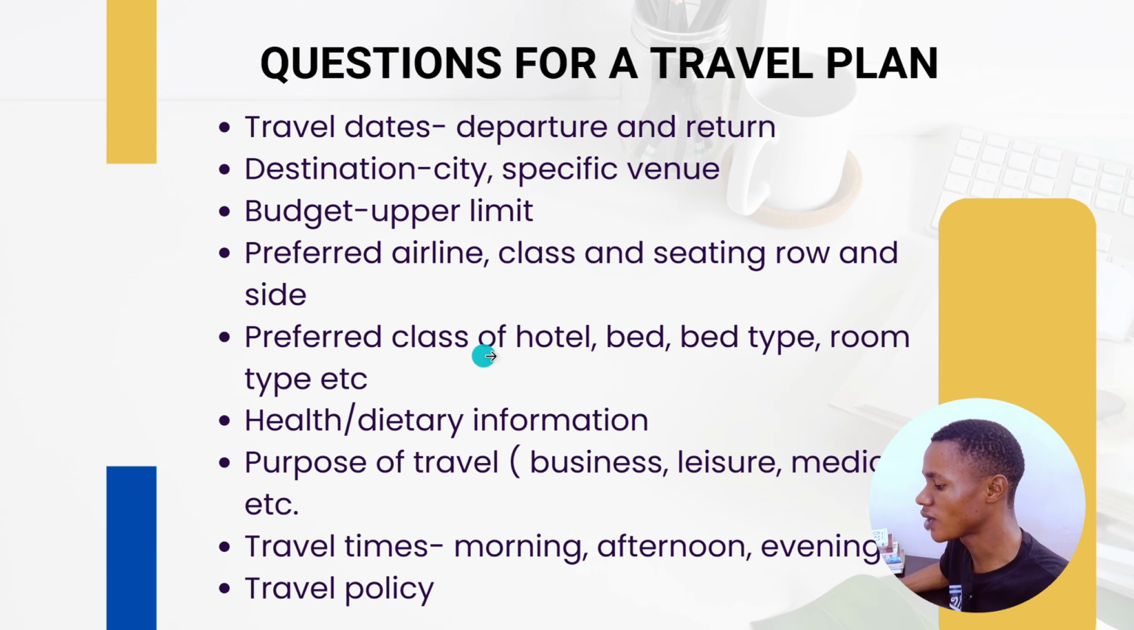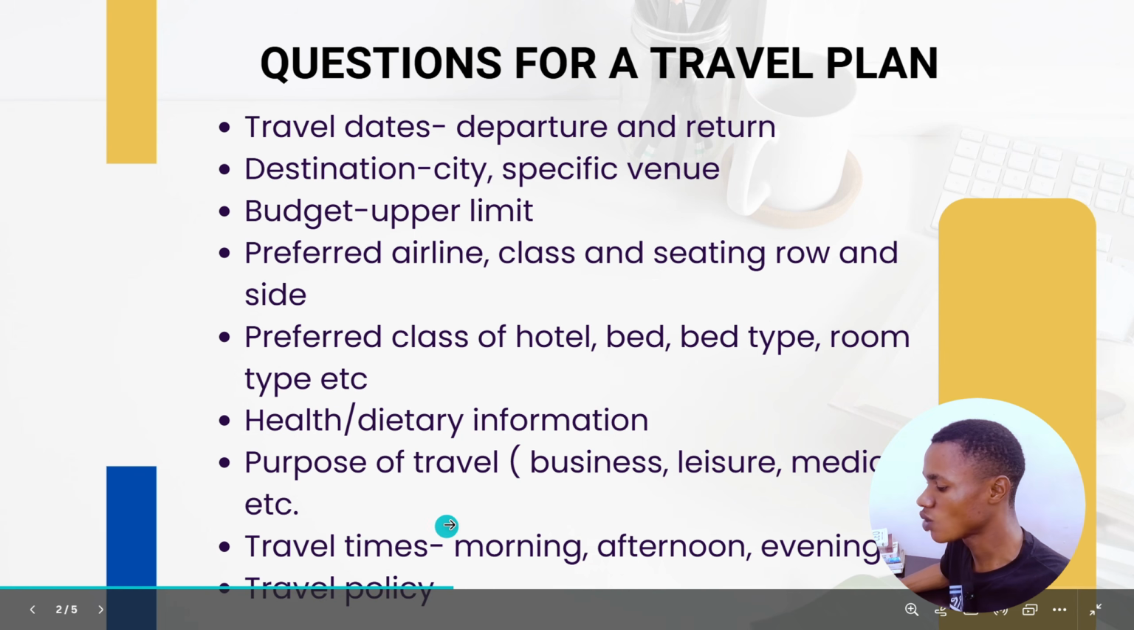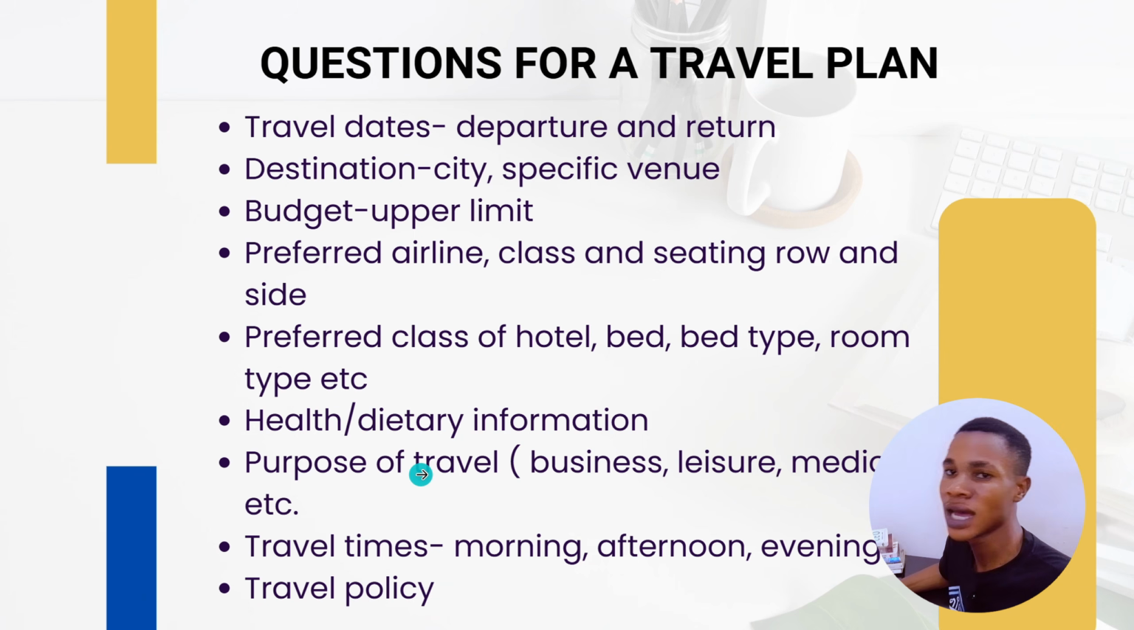And then of course the preferred class of hotel where he's going to stay in that particular location, the bed type, the room type, etc. And then of course the health and dietary information, the purpose of travel, whether the purpose of travel is business, leisure, going for medicals, or maybe just for leisure, just to enjoy himself. And of course, with the travel times, does he want to move in the morning, the afternoon, or in the evening? And of course, what travel policy is he familiar with?